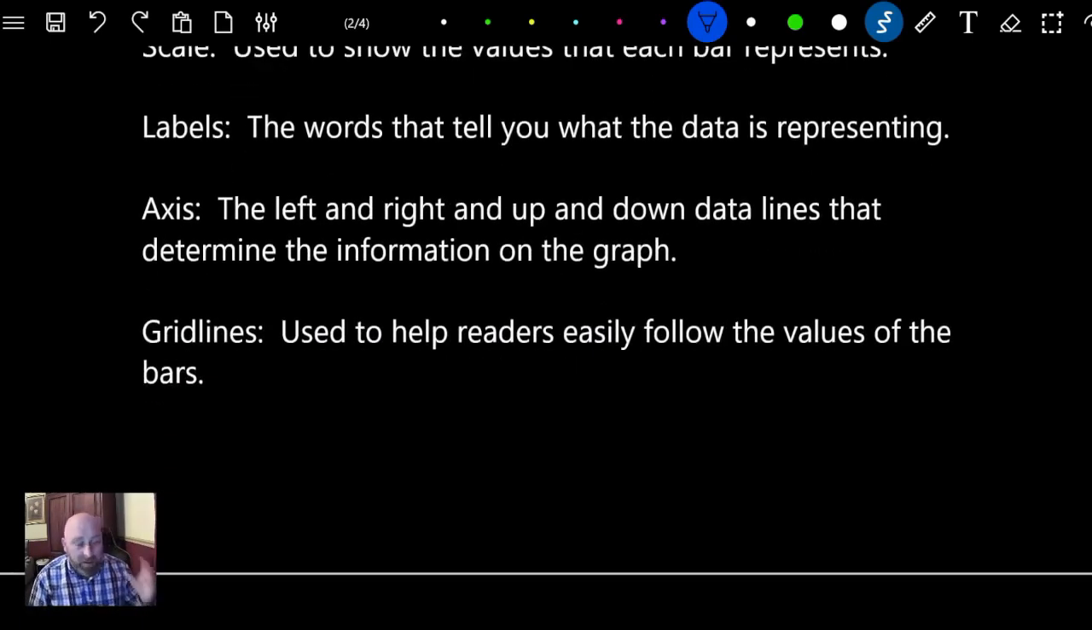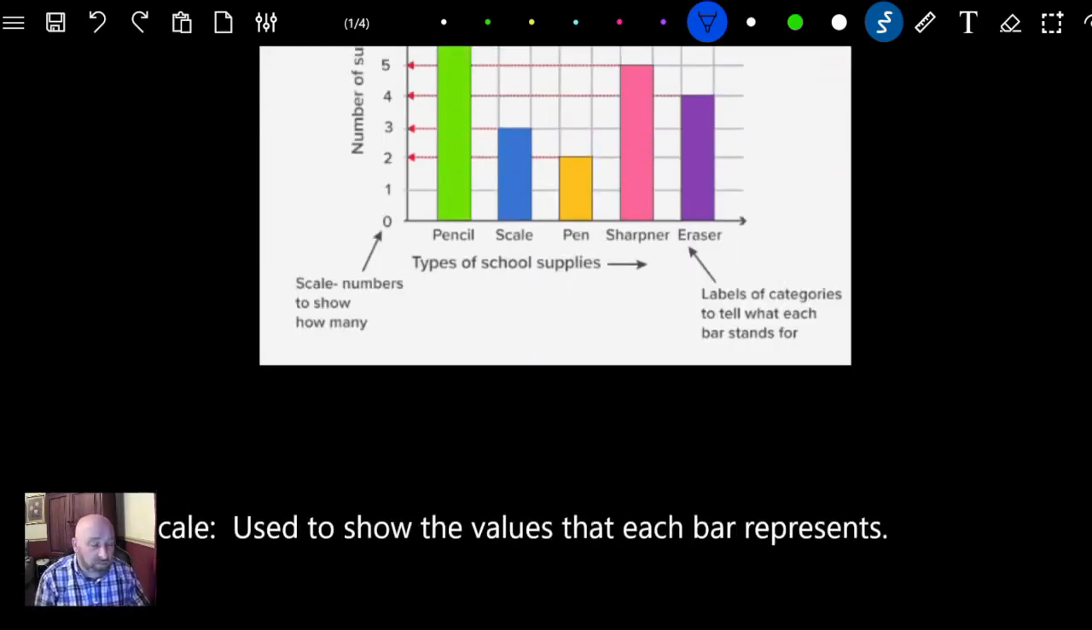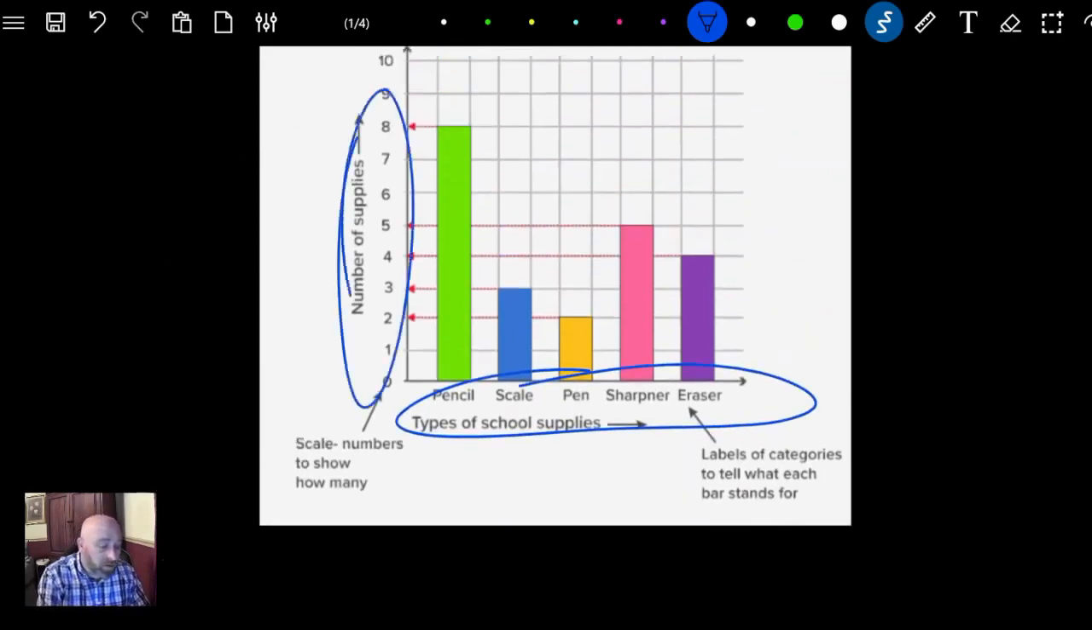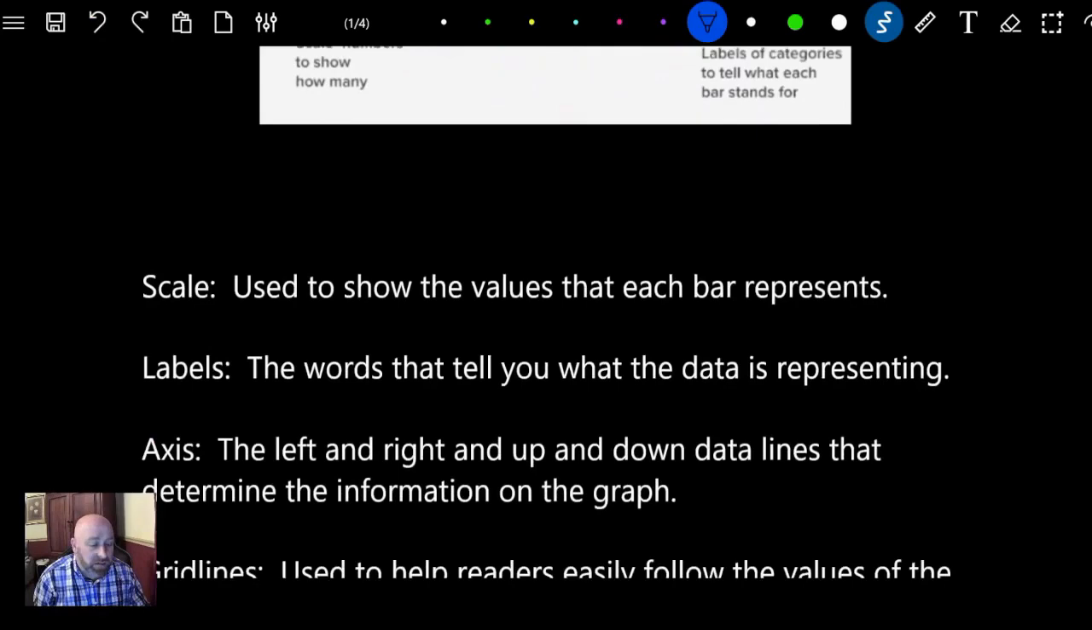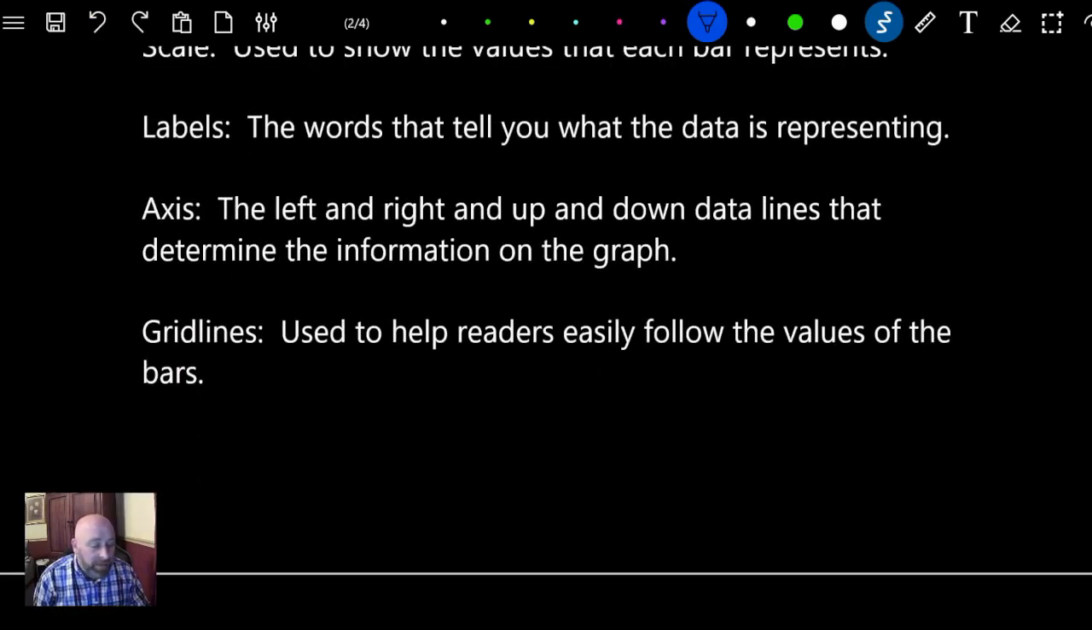The axes, I've already talked about those. The vertical and horizontal. The pencil, pen, scale labels are horizontal. The numbers are vertical. So up and down is vertical, left and right is horizontal. And then the grid lines.